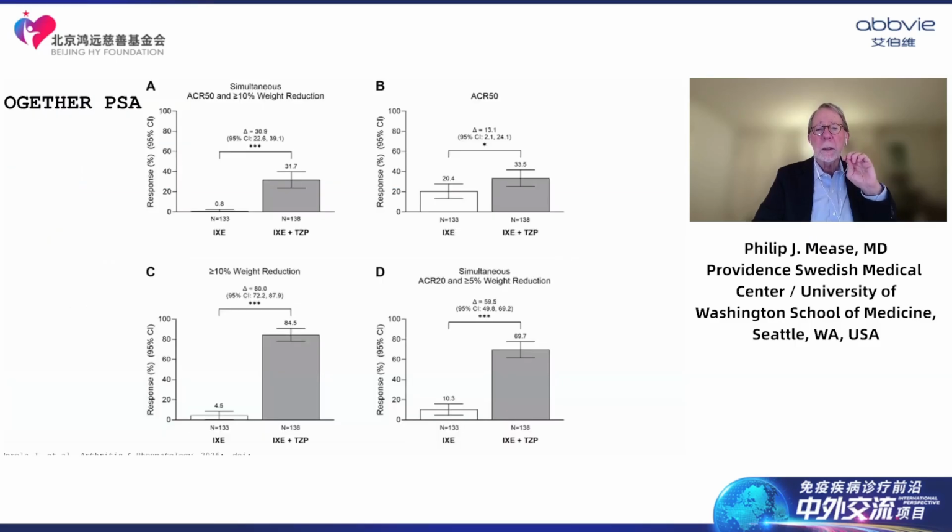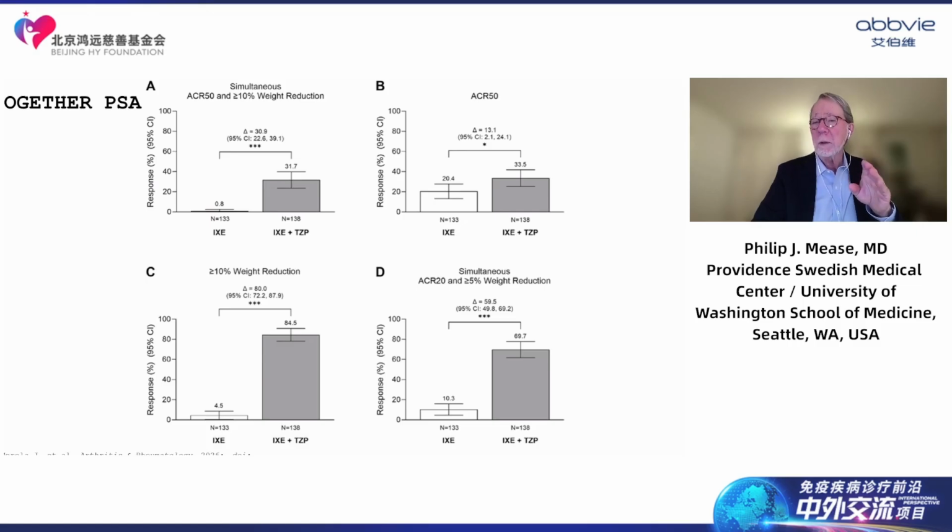So here we see the results of the primary endpoint, which was ACR 50 response along with a 10% weight reduction. Not a surprise, clearly more in the combination treatment arm than in the ixekizumab alone arm. If we look over at the ACR 50 response, very interestingly, there was a statistically superior improvement in the combination arm of this more joint-specific outcome measure, not including weight reduction as part of the outcome.